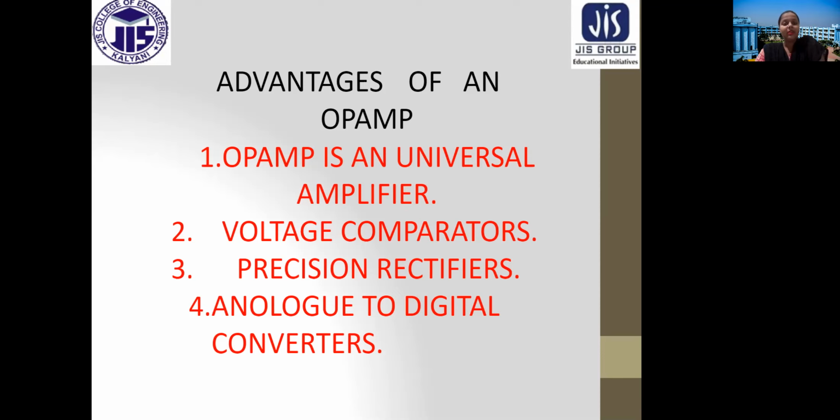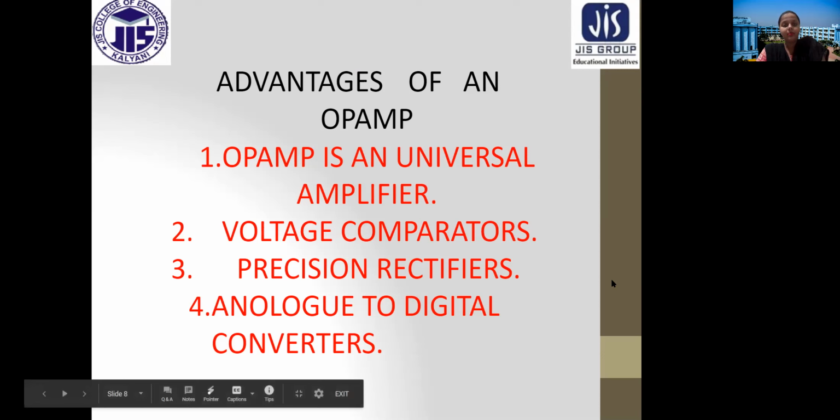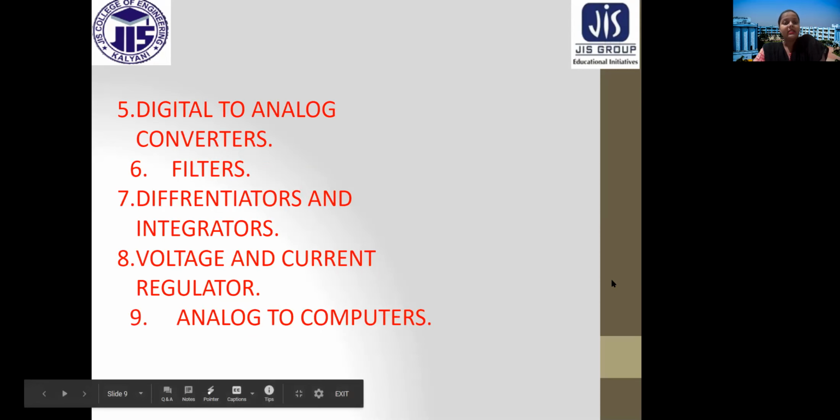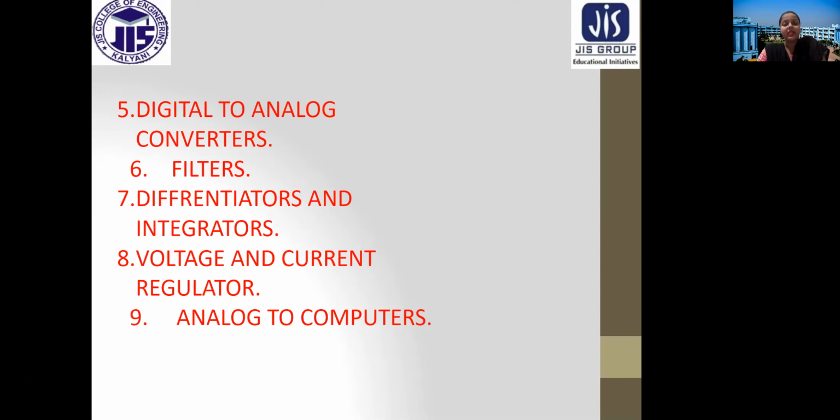So what are the different advantages? Voltage comparator, precision rectifier, analog to digital converter. These are some very special kinds of advantages that can be done only with an op-amp. Other than this, digital to analog converters, filters, differentiator, integrator, voltage and current regulator, analog computers.